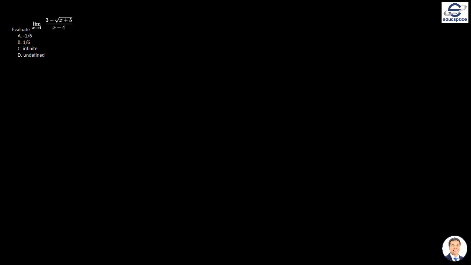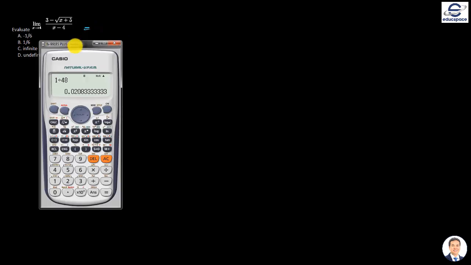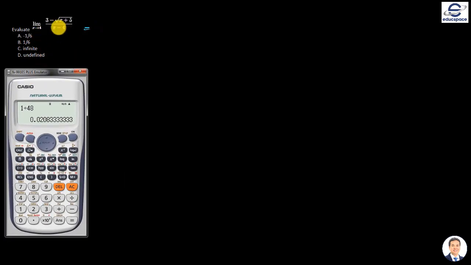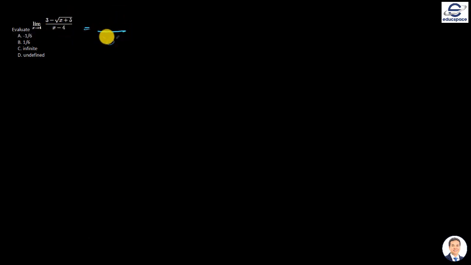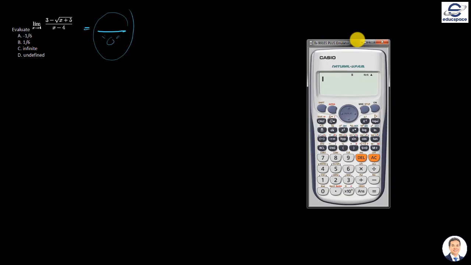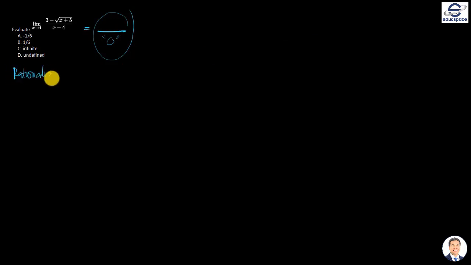Evaluate the limit as x approaches 4 of (3 minus the square root of x plus 5) all over x minus 4. Again, if you try to put the limit into this equation, it's obvious that we're going to have 0 in the denominator, which is again undefined. So we can now introduce one technique to solve this kind of problem, which is called rationalization.